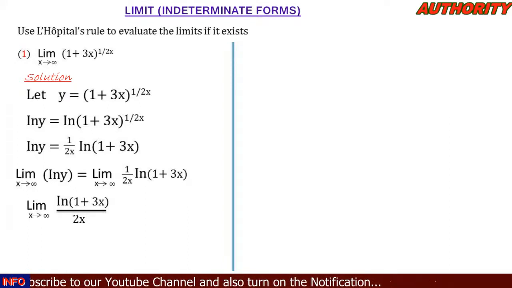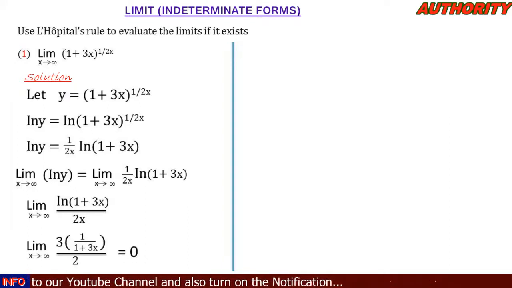So when we do that, we have 3 times (1 all over 1 plus 3x) all over, when we differentiate our denominator, it gives us 2. So here, if we plug in our value infinity, the numerator goes to 0, so we have 0 all over 2. So 0 all over 2 is equal to 0.